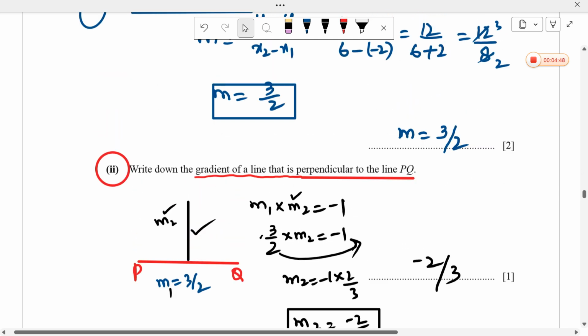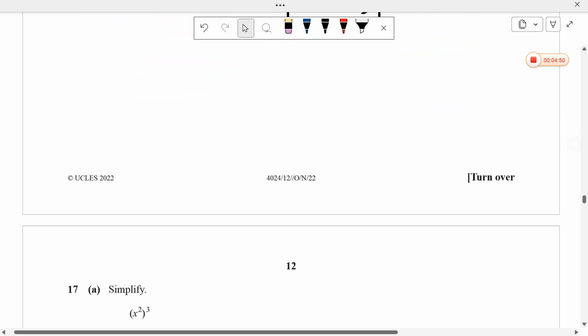Is that clear? I hope you have cleared all the points regarding this question.